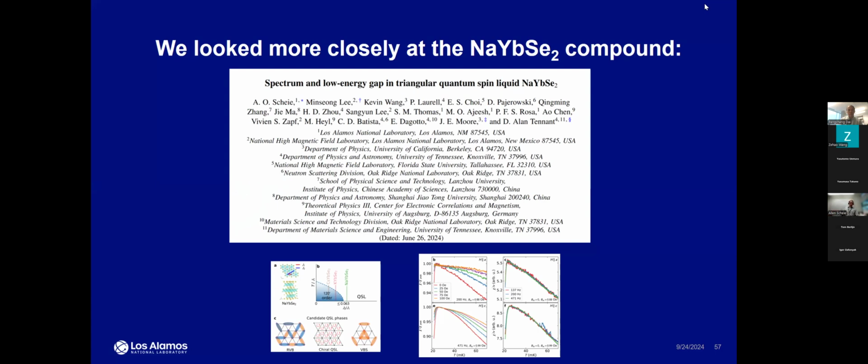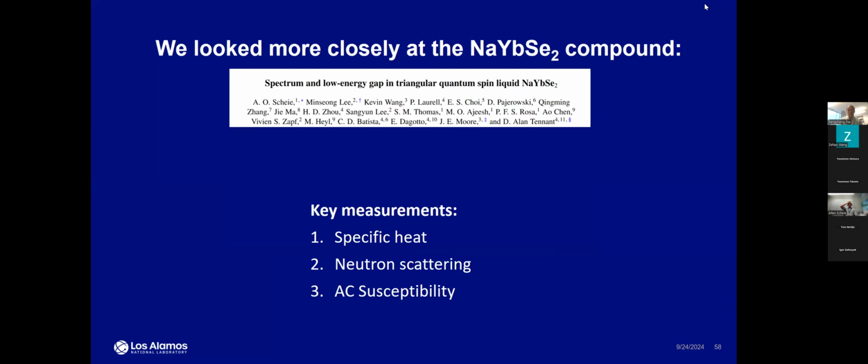All right, so having studied these compounds and identified the trend, we thought, well, we need to take a much closer look at the sodium ytterbium selenium-2 compound. And so we did this. We have a paper that's currently on the arXiv. It's been there for a couple months, where we do some more measurements. Next slide, please. And the key measurements that we reported, we measured the specific heat, the neutron scattering in zero field, and the AC susceptibility.